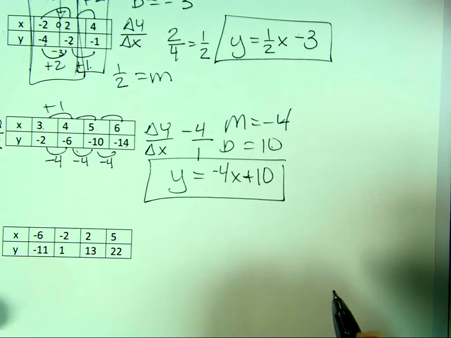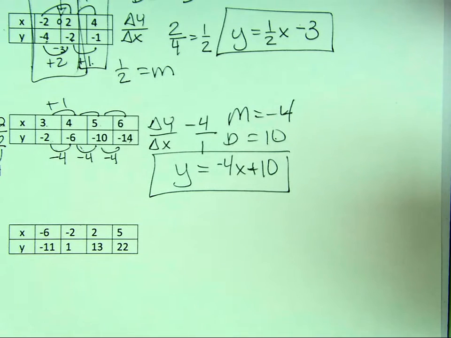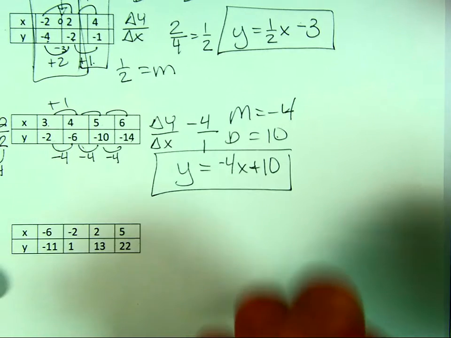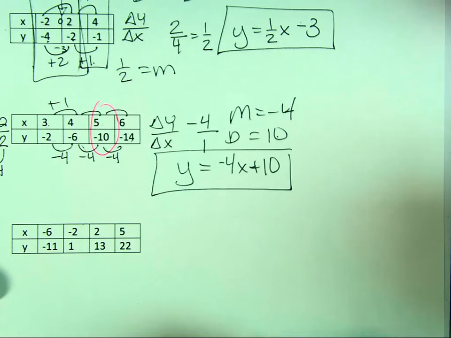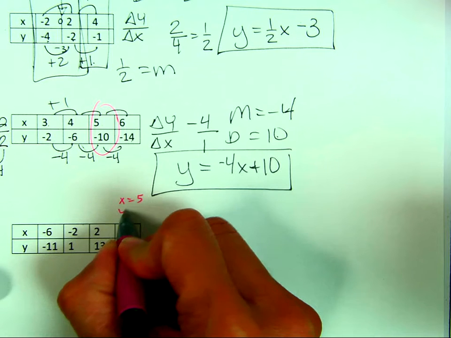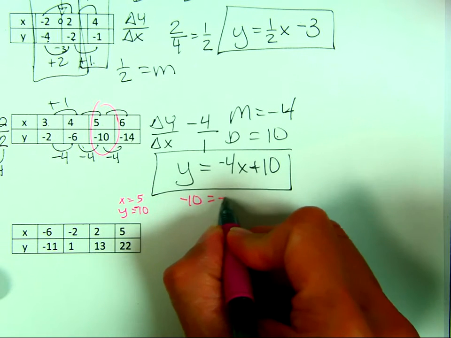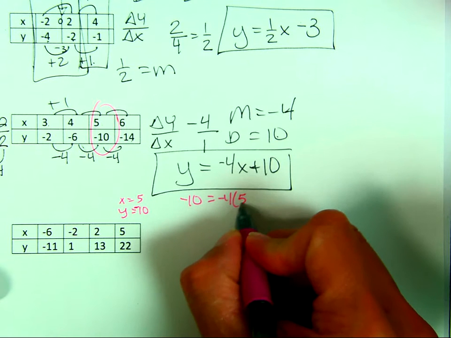Now, if you're wondering, hey, I'm not sure if that's really correct, what you can do is you can just pick any of these points. I'm just going to pick this point right here, 5, -10. And what I'm going to do is I'm going to say, when x is 5, y is -10. So I come over here and I say, okay, -10 equals -4 times 5 plus 10.